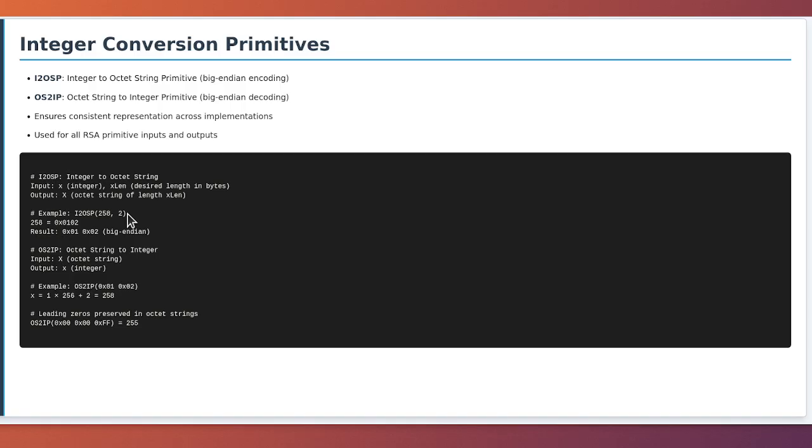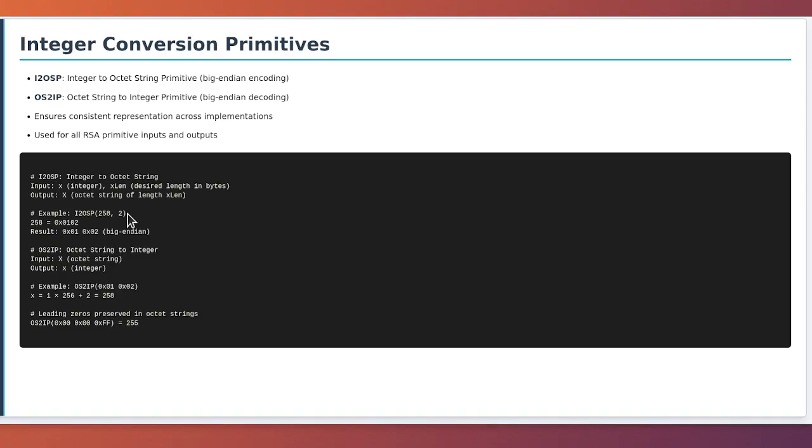You extract bytes from the integer starting with the most significant byte. For example, the integer 258, which is 0x0102 in hex, when converted with length 2, produces the octet string 0x01 0x02. If you try to convert an integer that's too large for the specified length, I2OSP must fail with an integer too large error.